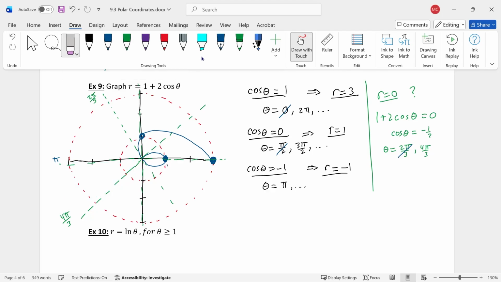Okay, now I'm in this region. And remember, we've done pi, we've done 4 pi thirds. So now we're at 3 pi over 2, and the radius is now 1. So it's coming out of the origin out to 1.